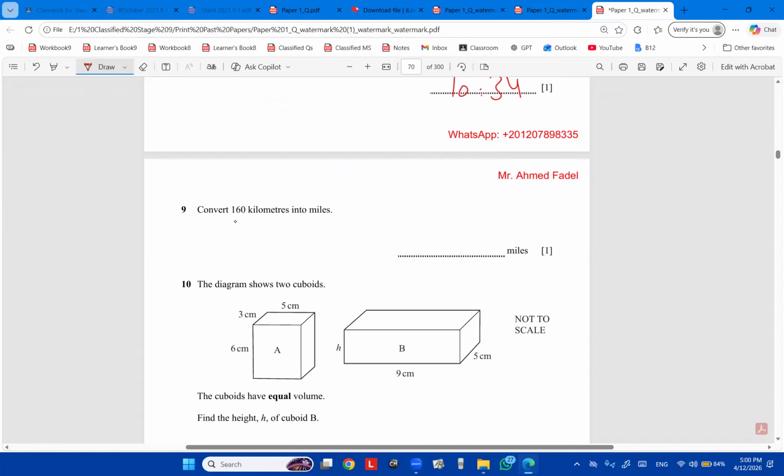Convert 160 kilometers into miles. We agreed before, if you want miles into kilometers, you must multiply by 1.6. While the opposite happens, divide by 1.6 if it's kilometers into miles. So here it's 160 divided by 1.6. But we learned that in Unit 3, you cannot divide by a decimal. You must make the decimal a whole number. So here you go. So 1,600 divided by 16 gives you exactly 100.